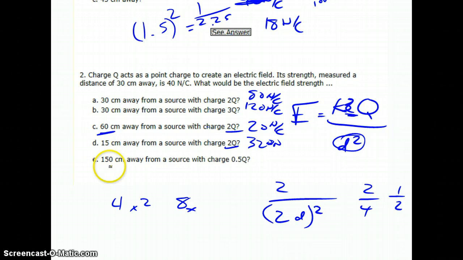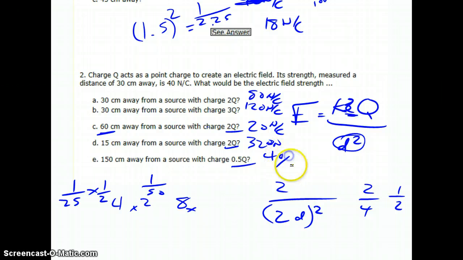Now 150 centimeters away, that's a 5 times increase of distance. So that's 1/25th as much electric field strength. And then we are also cutting in half the charge. So that's half as much charge. So the overall effect is going to be 1/50. So that's going to be 40/50, which is 4/5 of a newton per coulomb.